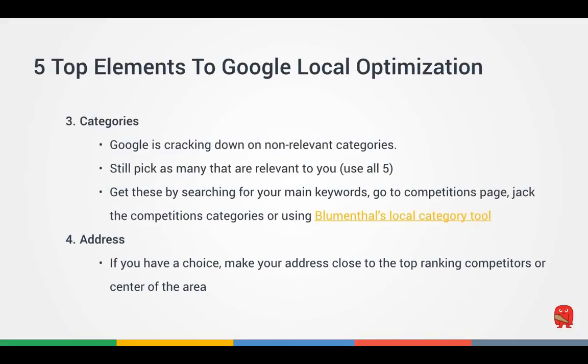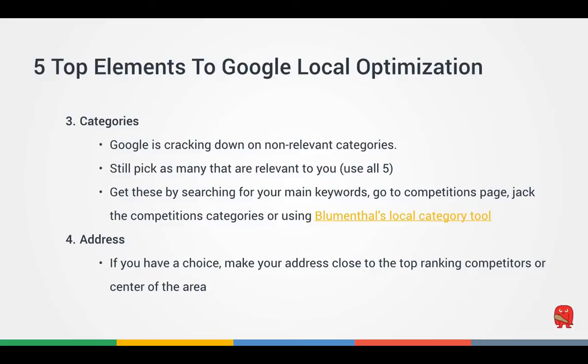Now, when you go to create your page, Google lets you put in up to 5 categories. Google's actually cracking down on non-relevant categories, and they force you to choose the most popular ones right now, as opposed to before where you could just type in whatever you wanted. Definitely use all 5. Picking these out is one of the most important things, because it depends on what you're going to rank for, right?